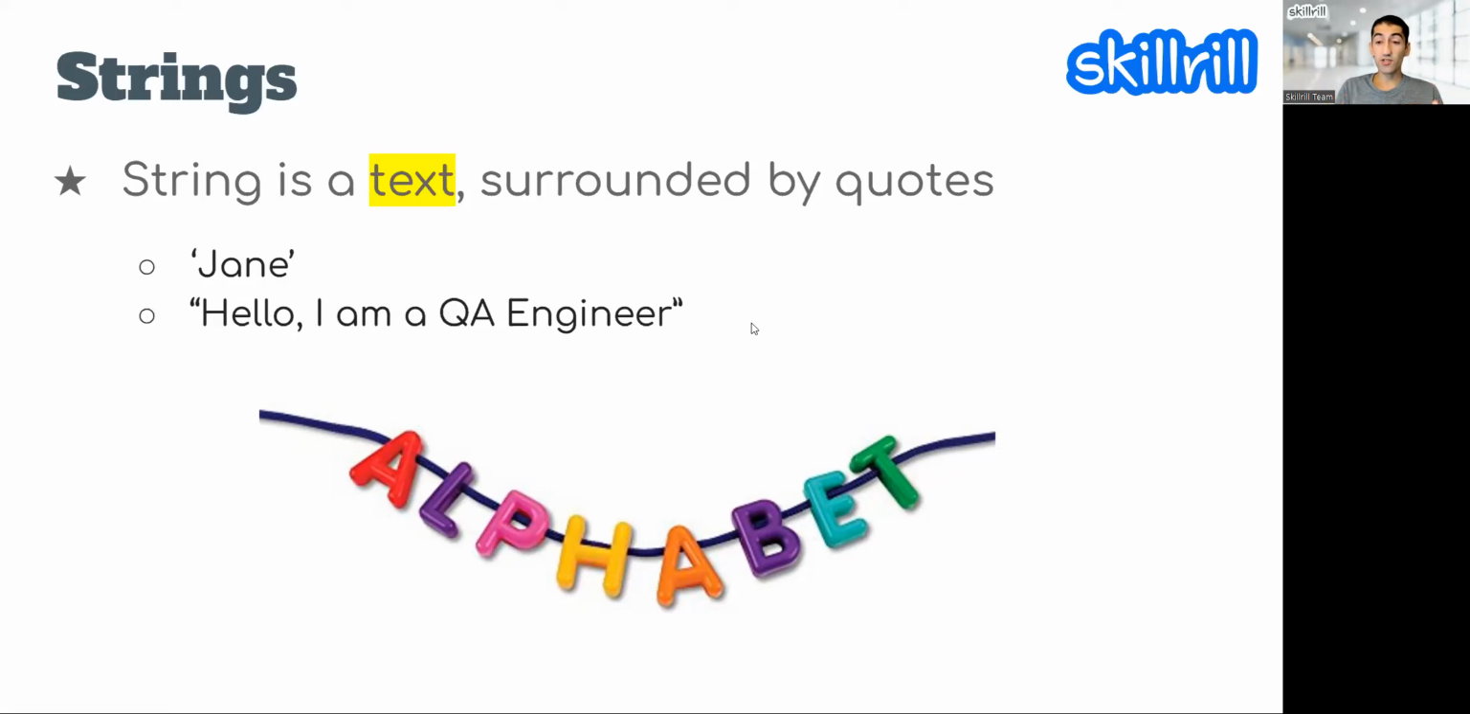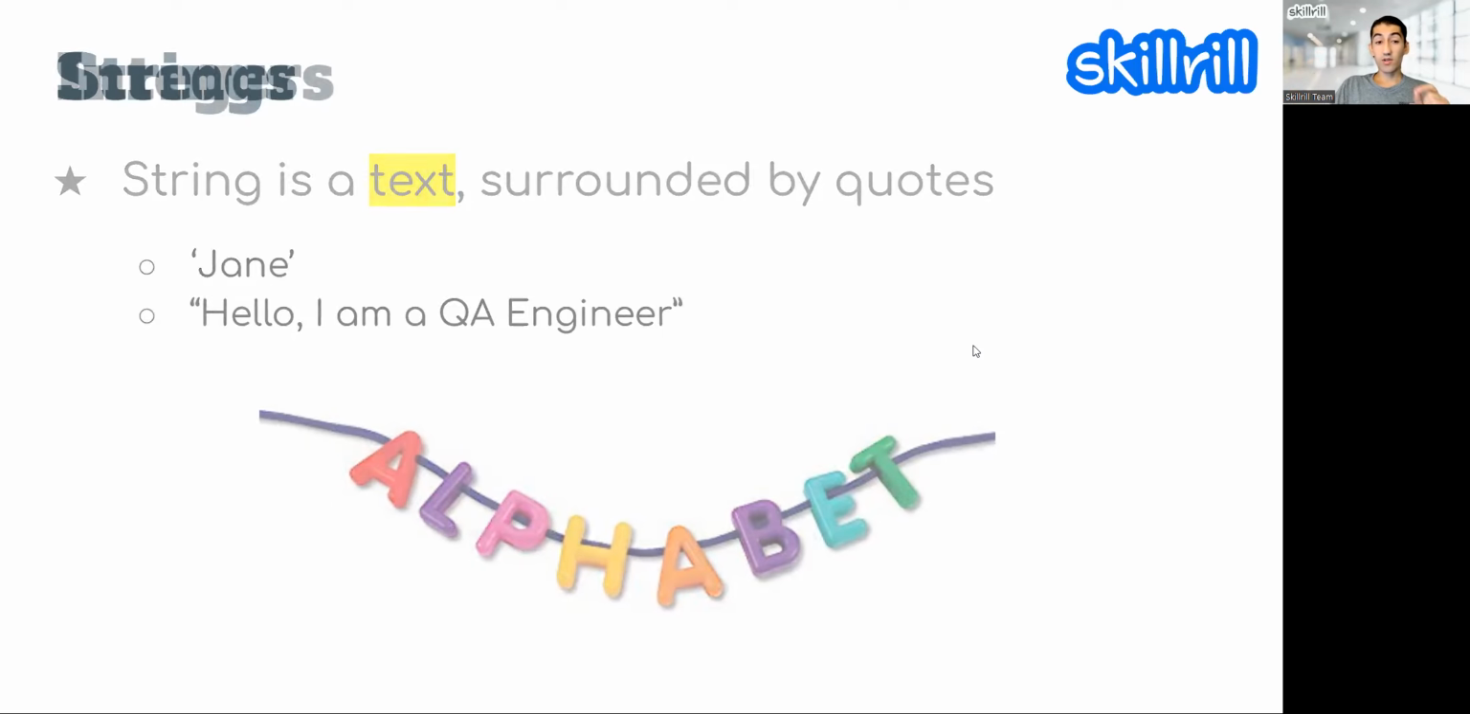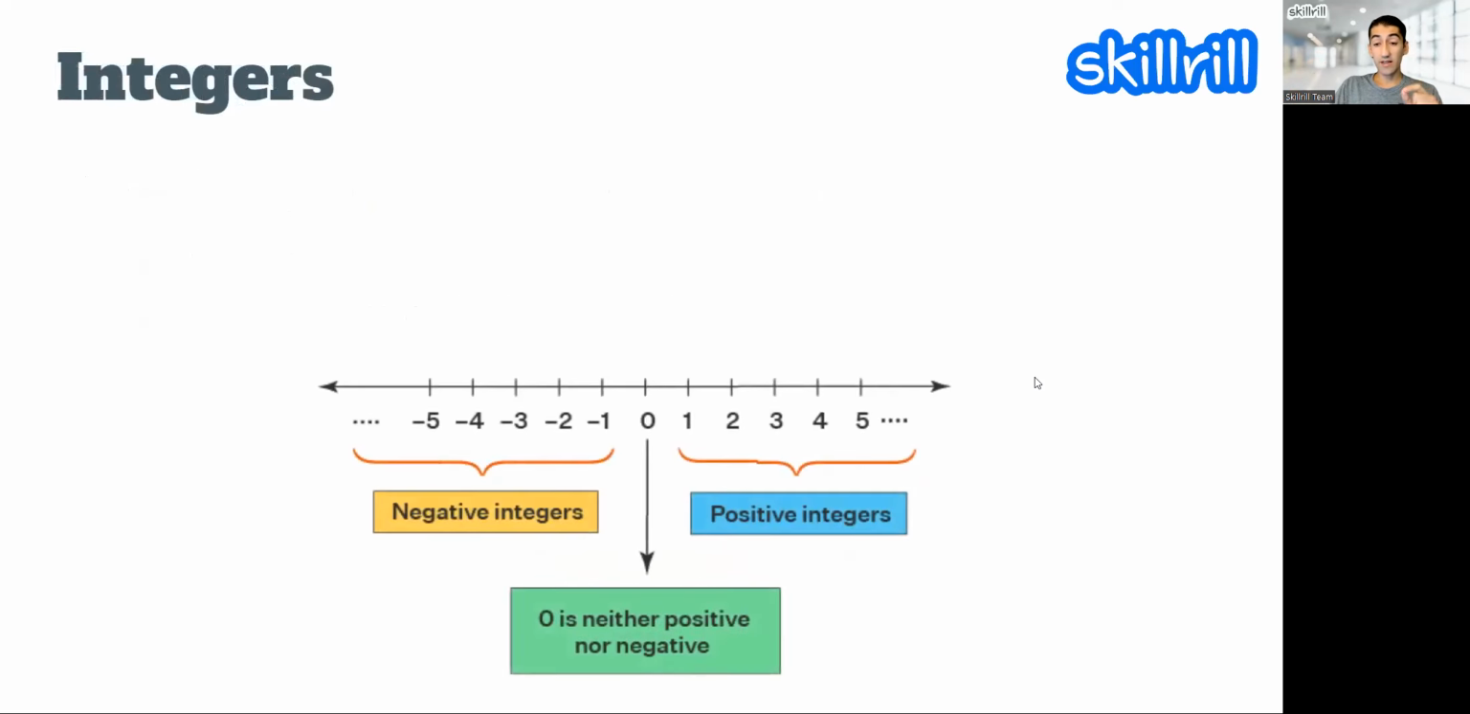But just to simplify, a string is just text that starts with a quotation mark and ends with a quotation mark. It's a single quote and single quote, or double quote and double quote. Just make sure that if you started with a single quote, you end with a single quote, otherwise you're just going to get an error message, right? So let's see the other important, basic data type, which is integers, right?